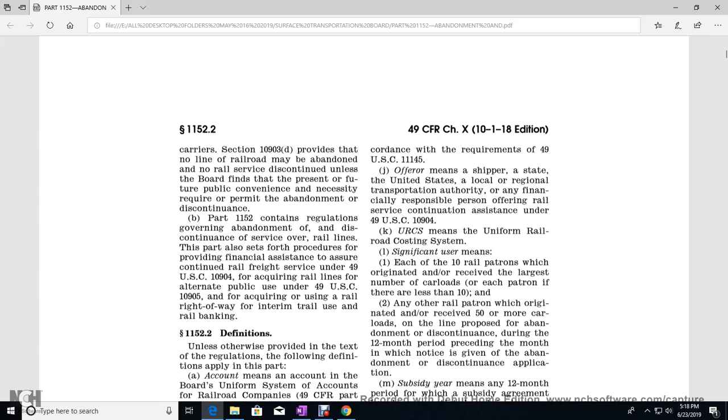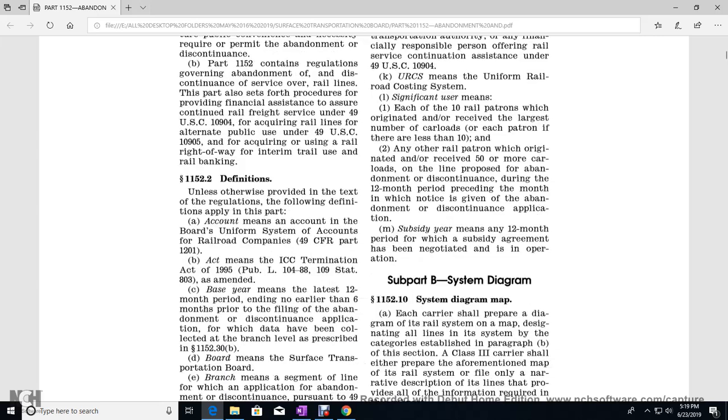Part 1152 contains the regulations governing the abandonment or discontinuance of service over rail lines. This part also contains the further procedures providing financial assistance to serve continued rail freight service under Title 49 U.S. Code 10904, for acquiring rail lines for alternate public use under Title 49 U.S. Code 10905, and for acquiring use of rail right-of-way for interim trail use and rail banking.